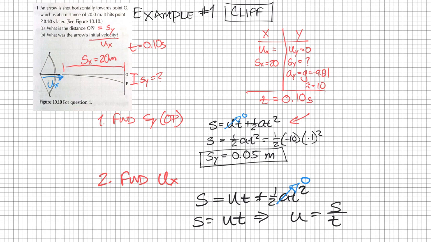Same idea. We can plug this in as 20 divided by 0.1, and that's going to be an initial velocity of 200 meters per second.